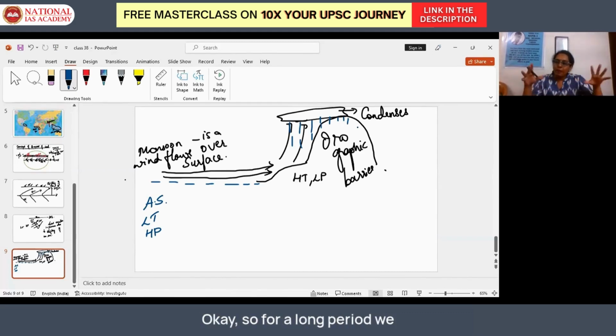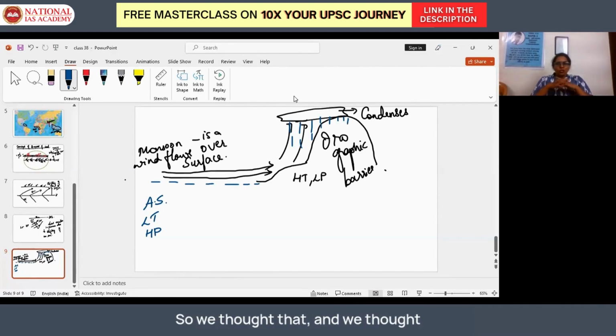For a long period, we Indians understood and felt that this was the necessary condition that was fulfilled, and because of this India gets its monsoon rainfall. We thought these two factors were responsible. One is the ITCZ shifting to 23.5 degrees and causing reversal of wind, and the other is the high and low pressure over the ocean and the continent during summers. Your ocean is at high pressure and your continent is at low pressure, so air is flowing from ocean to continent. This is what we understood.